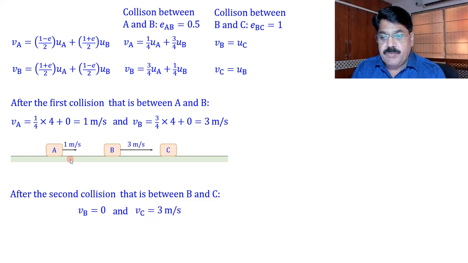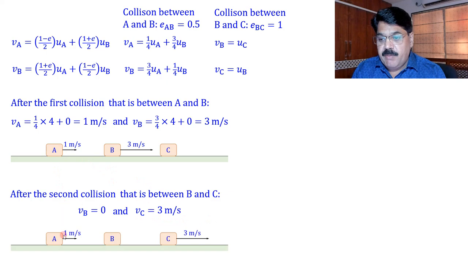Now we show these velocities in the diagram. A will be moving at 1 meter per second, B will be at rest, and C at 3 meter per second. Now this situation shows that the next collision, the third collision, will take place between A and B, and for that we use the same relation again. Now you can see the advantage: why I developed these general relations, because we have to use them 2 times.